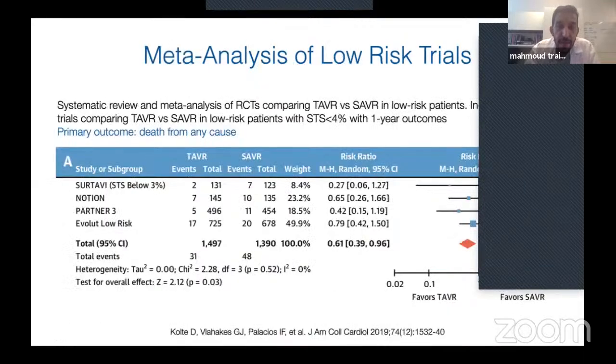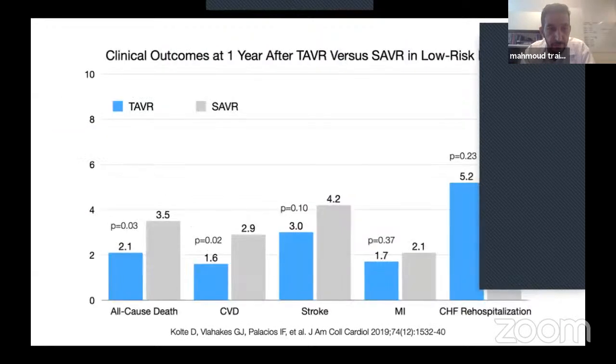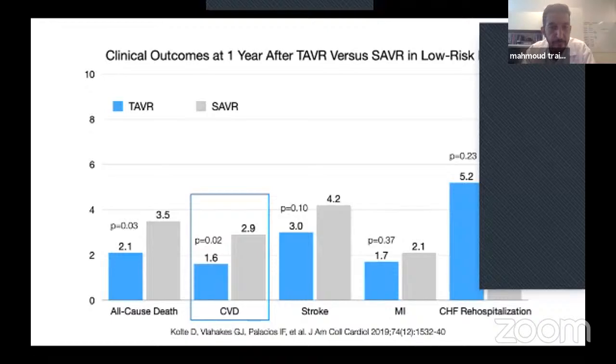And if we look at a meta-analysis of the low-risk trials, which include the SIR-TAVI, the PARTNER 3, NOTION and Evolut low-risk, the overall meta-analysis favors TAVR in reducing mortality. So lower mortality with TAVR as compared to surgical AVR. This is all-cause death, reduced cardiovascular death, and trends towards reduction in stroke and MI.